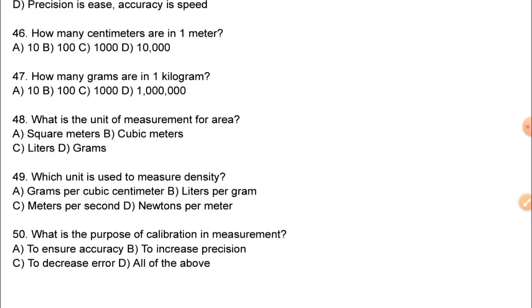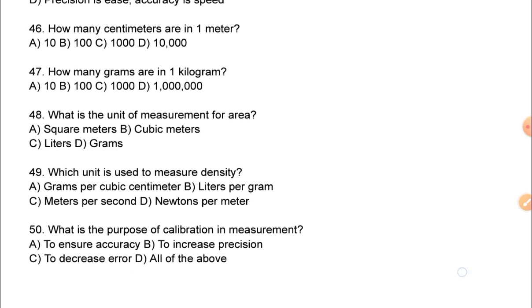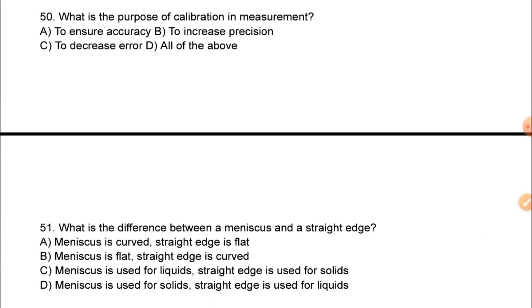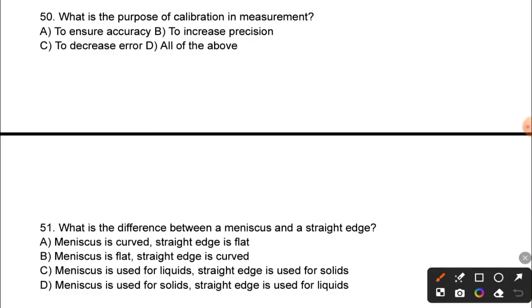A. In 50, what's the purpose of calibration in measurement? So to ensure accuracy, to increase precision, to decrease error. Question 50, all of the above. B. Question 51. What's the difference between a meniscus and a straight edge? So question 51. Meniscus is curved, straight edge is flat. So 51 is A. You see meniscus when you put liquid in a tube.